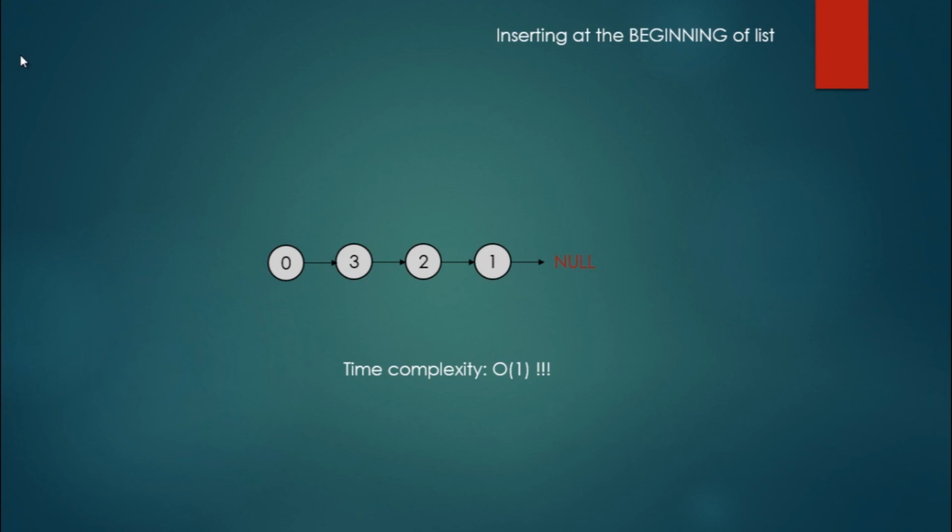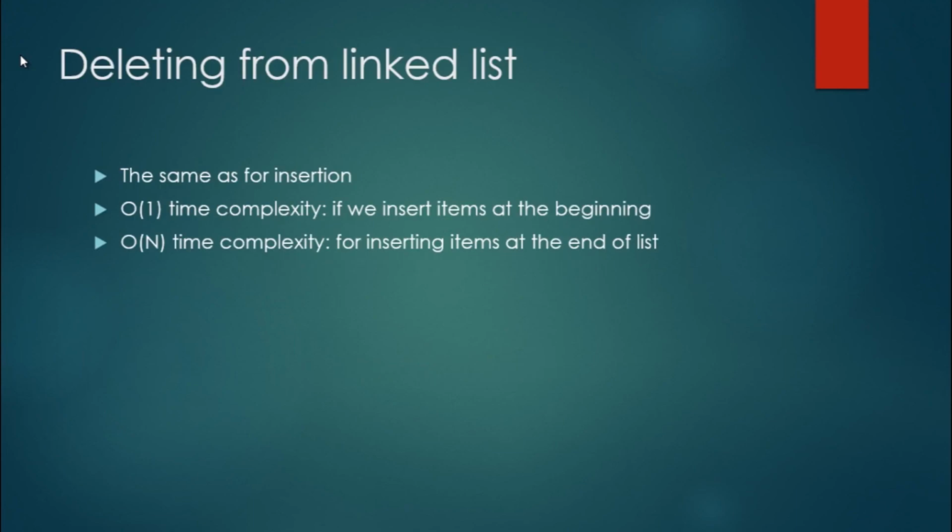So those are the main characteristics of array lists and linked lists. And of course, deleting from a linked list is the same as insertion. If we want to do it at the beginning, it can be done in constant time complexity, very fast. If we want to do it at the end of the list, it has linear time complexity. So that's all about linked lists and array lists.